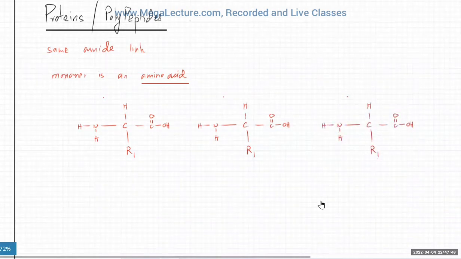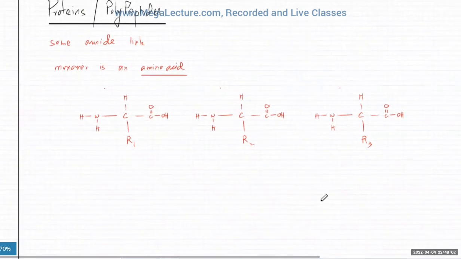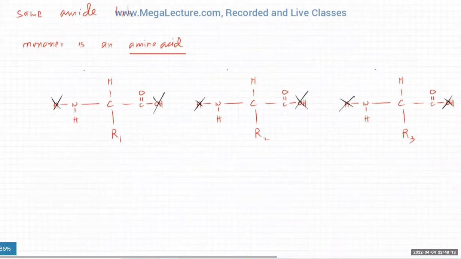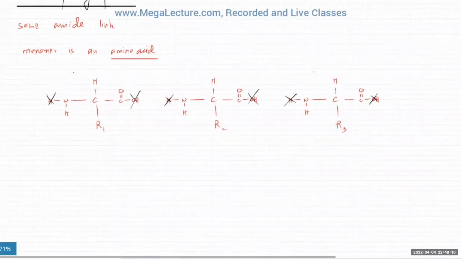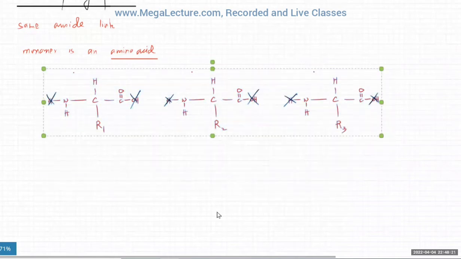Now, the only difference between all these monomers, all these amino acids, is this R group. So humans are made out of 19 to 21 different amino acids. And the same thing would happen. The OH will be lost, the H will be lost, the H at the end will be lost, the OH is lost, the H is lost, the carboxylic acid loses its OH. And they would all, at the end of the day, join up to form amide or peptide linkages.